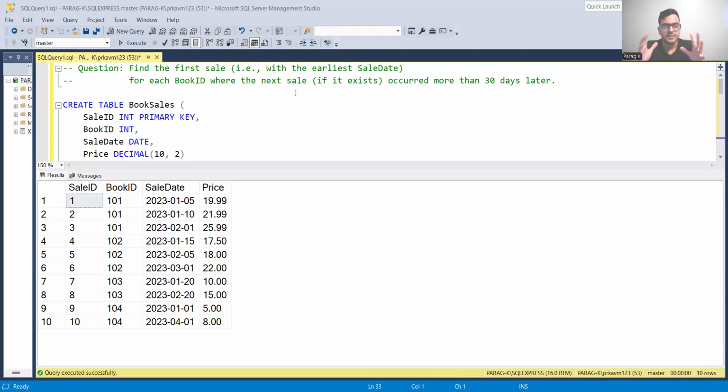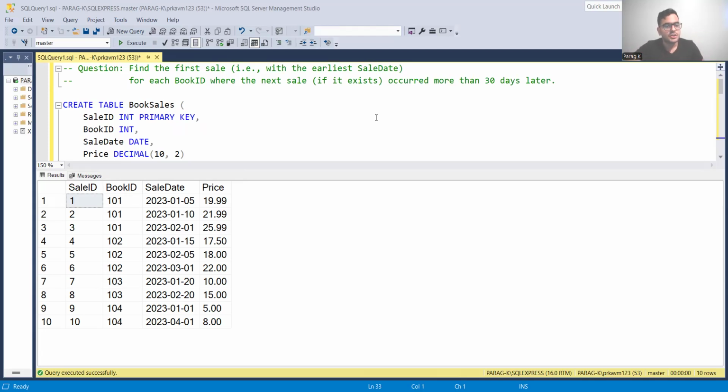Okay. So the question is simple: for the first sale, let's say it happens on day one. After the sale happens on day one, there is no sale, and the next sale has to be after 30 days. So you want to find those odd books out of the entire sale system, and that is what we're trying to formulate from this entire thing.